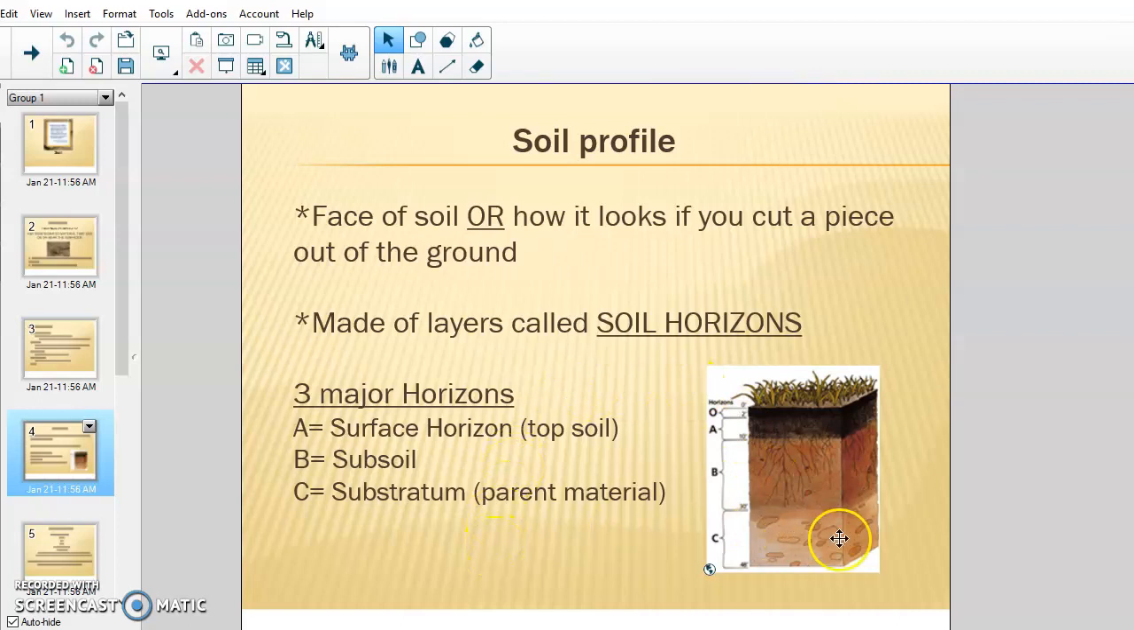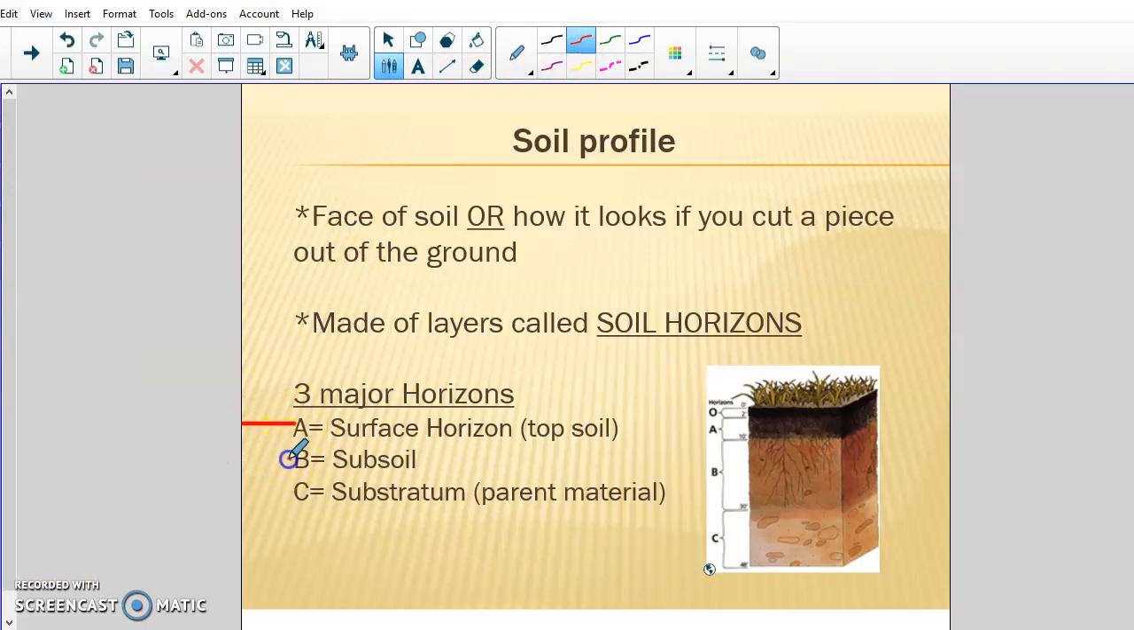And then C is the substratum layer, which is the parent material. So this is like the bedrock or the glacier or the organic material. And this is usually quite a ways down. And there isn't really a reason for forensic scientists to need to get to the substratum layer. Usually, we deal mostly with these 2 levels right here, okay? The surface horizon and the subsoil.